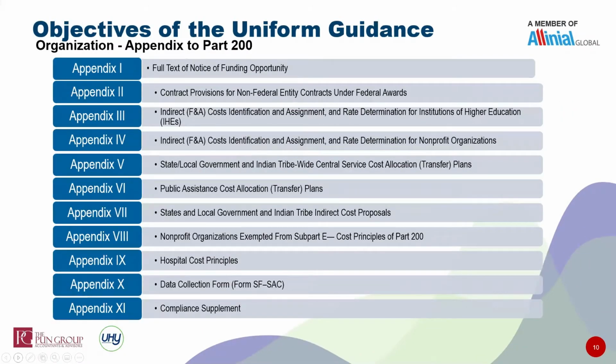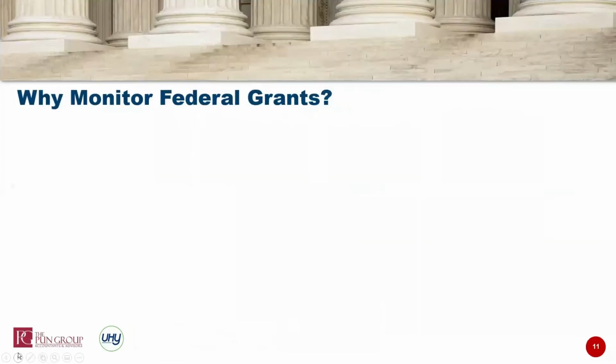Attached in the appendix to CFR Part 200 is 11 appendices. You can see the first two apply to your notice of funding opportunities, as well as contracting provisions for federal awards. And then the rest are really focused on cost principles. I'm not going to go through Appendix 10 or 11, which is the data collection form or compliance. And I won't be going through these in detail, but this is just for you for reference purposes.